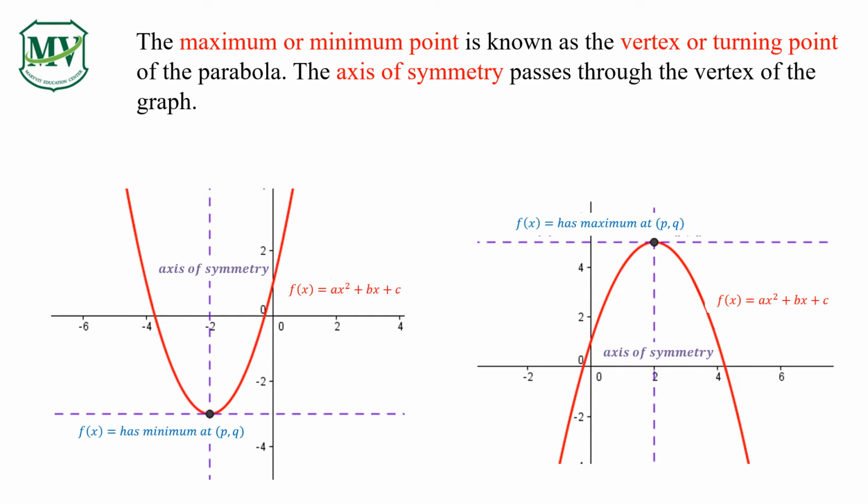The maximum or minimum point is known as the vertex or turning point of the parabola. The axis of symmetry passes through the vertex of the graph.